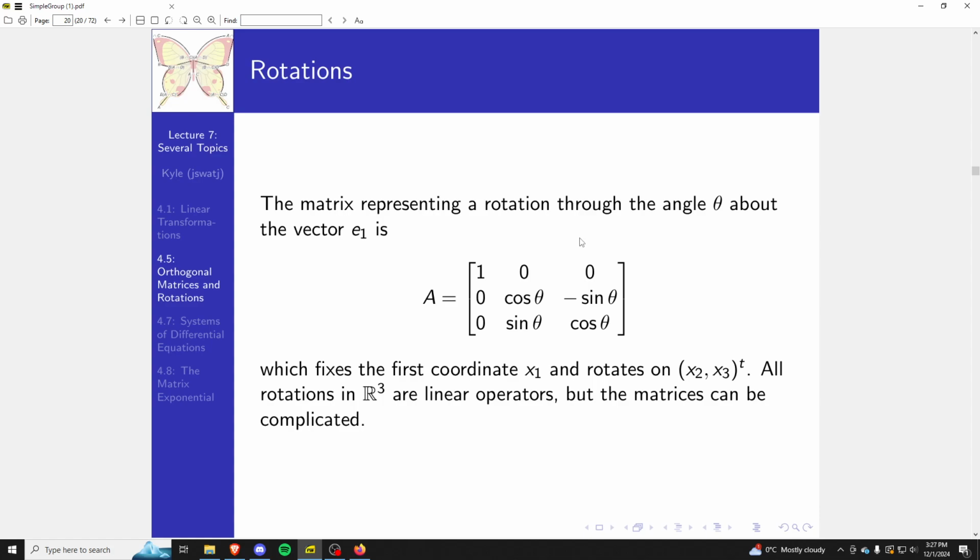A matrix representing this rotation through the angle theta, with vector E1 here, which is the standard basis vector, fixes the first coordinate and rotates the second two. We won't focus on geometry too much in this section. But all rotations are linear operators, and the matrices can get more complicated the higher up you go.